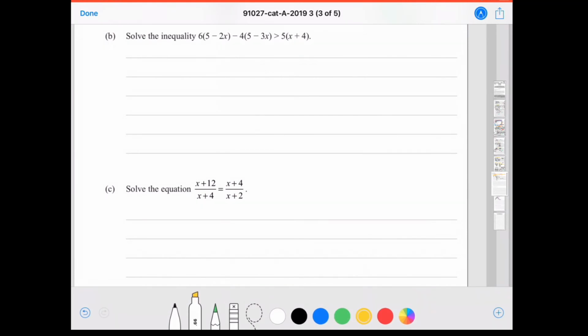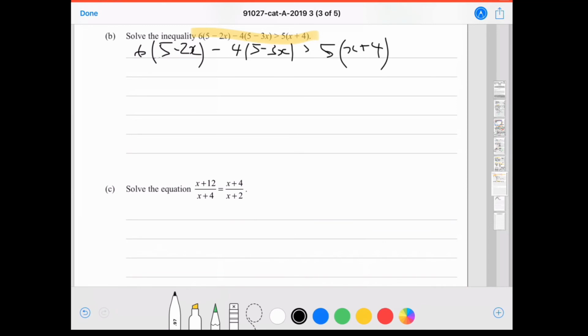So question 3b, solve the inequality 6 times 5 minus 2x, minus 4 times 5 minus 3x, is greater than 5x plus 4. Okay. So it's just about being methodical here. It's a pretty straightforward inequality. Let's first write out the question. Apologies. And all we're going to do is expand the brackets, put x on one side, and then solve for x.